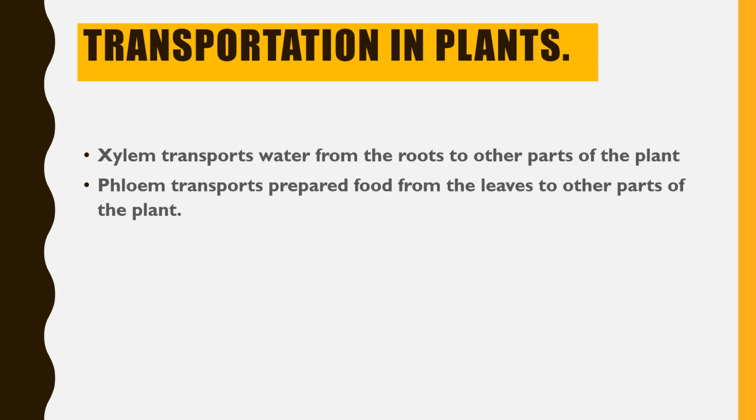Food is prepared by the green leaves and it is translocated from the leaves to different parts of the plant. This involves the phloem tissues. The phloem tissues have components: phloem fibers, phloem parenchyma, sieve tubes, and companion cells. These are the tissues involved in transporting the prepared food material from the leaves to different parts of the plant. The process is called translocation.